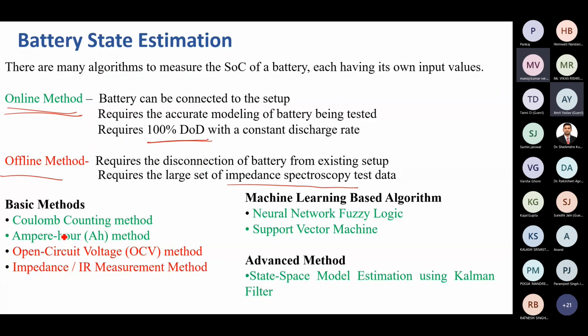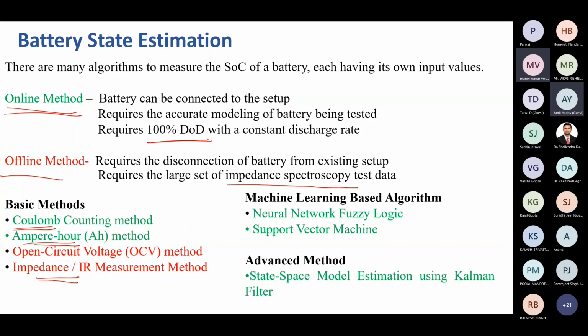The basic method is the Coulomb counting method. The green ones are shown as online methods, and the red ones are the offline methods. In the Coulomb counting method, the accumulation of charges over a period of time is estimated. That is the conventional method, along with the ampere hour method, which is almost the same with a slight difference. Then the open circuit voltage method and the impedance measurement are offline characteristics that can be measured.